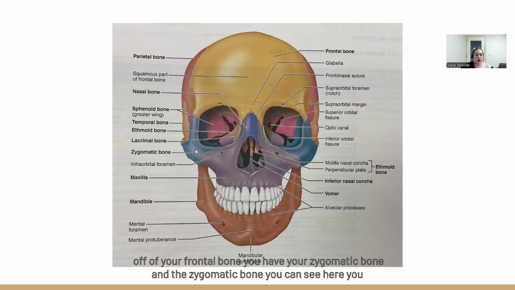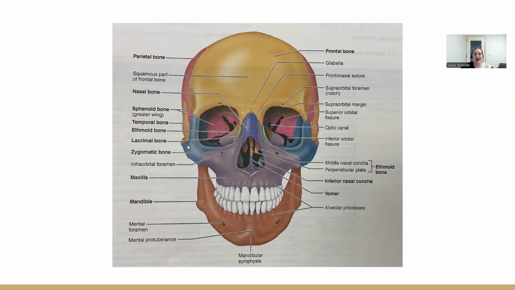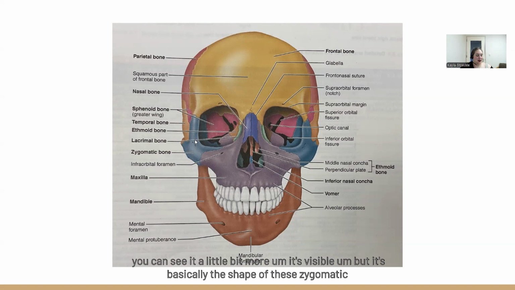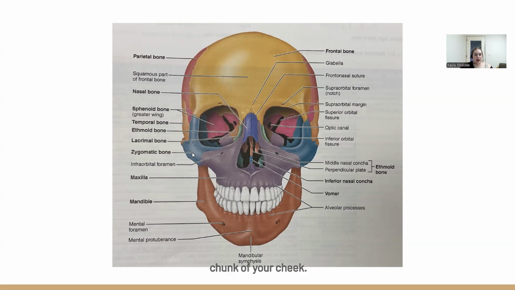And then off of your frontal bone, you have your zygomatic bone. And the zygomatic bone, you can see here, you have the, where is it? I don't think it's pictured very well here. I believe you have your zygomatic arch, which is about here. And I will go over it in a different picture where you can see it a little bit more. It's visible. But it's basically a V shape of the zygomatic bone. And typically people know the zygomatic bone is the cheekbone because it creates a good chunk of your cheek.